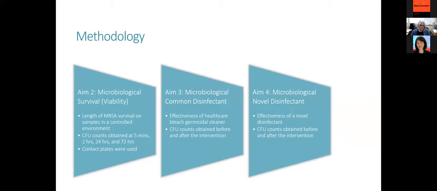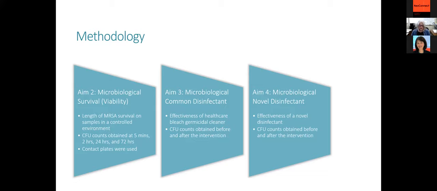The rest of our methodology really focused on the microbial part. So we did a study that looked at viability of the pathogen. So how long can MRSA survive on the material samples that we were testing? And we did CFU counts at 5 minutes, 2 hours, 24 hours, and 72 hours. And we used contact plates for that. So we were actually using live samples that we were inoculating with the MRSA, and then using contact plates to lift off the colony forming units, you know, that would be put in the incubator and ready for counting the next day.